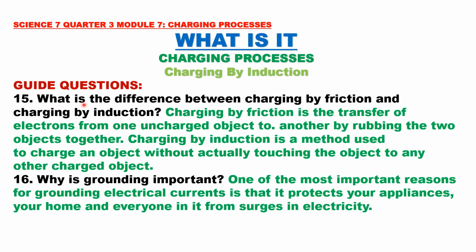Next, number 15. What is the difference between charging by friction and charging by induction? Charging by friction is the transfer of electrons from one uncharged object to another by rubbing the two objects together. Charging by induction is a method used to charge an object without actually touching the object to any other charged object. So in friction, it involves rubbing, and in charging by induction, there is no actual contact between the two objects. 16. Why is grounding important?